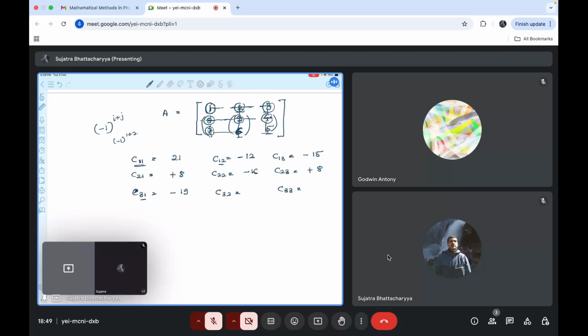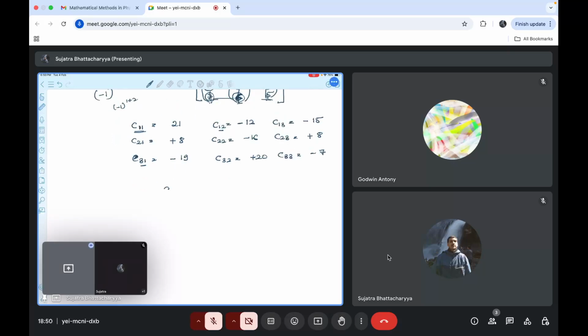The power is even. Next, leave this row, leave this column. So it will be 4 minus 3 into 8. This will give you minus 20. But 3 plus 2 is 5, an odd power, so it will be positive 20. And C33 finally is minus 7. So this is your cofactor matrix. You see, the cofactor matrix is 21, minus 12, minus 15; 8, minus 16, 8; and minus 19, 20, minus 7. Okay, this is the cofactor matrix.